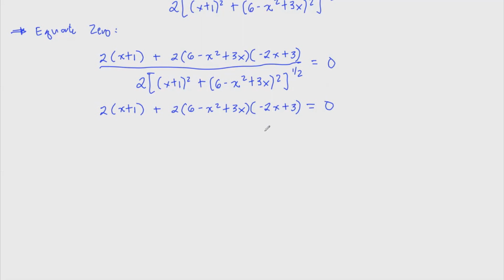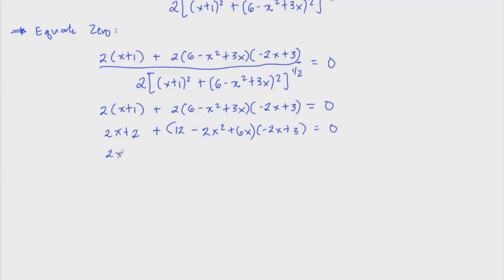Okay? So, mula dito, you can either press your calculator and shift solve for x. And you can also skip for that and then try to simplify first. But for now, I'll be simplifying muna. Kasi I will like to show you something. Okay, so that's 2x plus 2 and then plus, I think that will be 12 minus 2x squared plus 6x. And then we have negative 2x plus 3 is equal to 0.